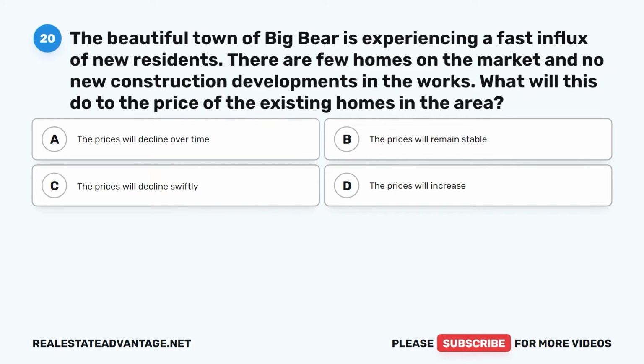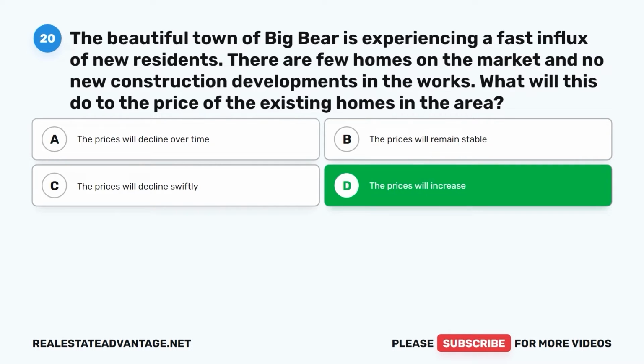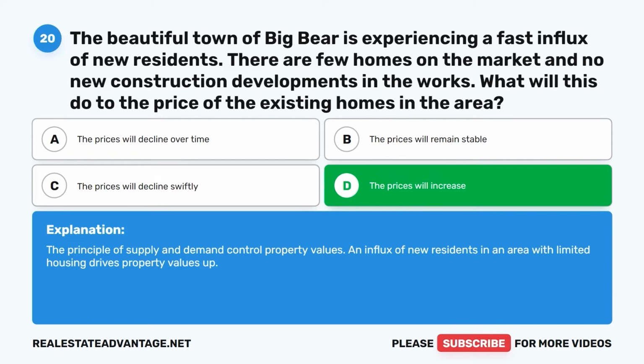The correct answer is D. The prices will increase. The principle of supply and demand control property values. An influx of new residents in an area with limited housing drives property values up.